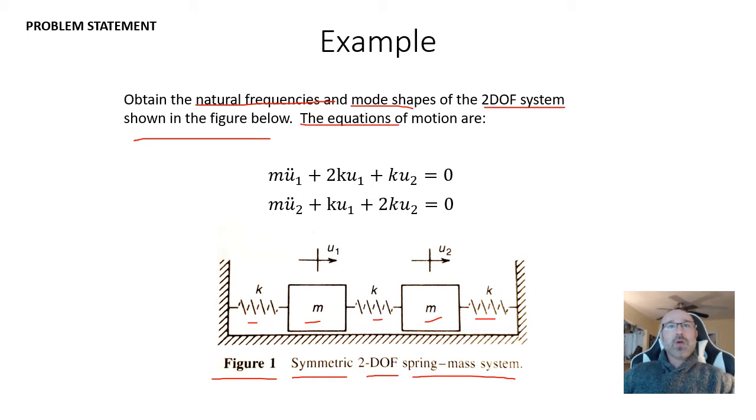And they give us the equations of motion here. For M1, we have m u1 double dot plus 2k u1 plus k u2 is equal to 0. And for our second mass over here, m u2 double dot plus k u1 plus 2k u2 is equal to 0.